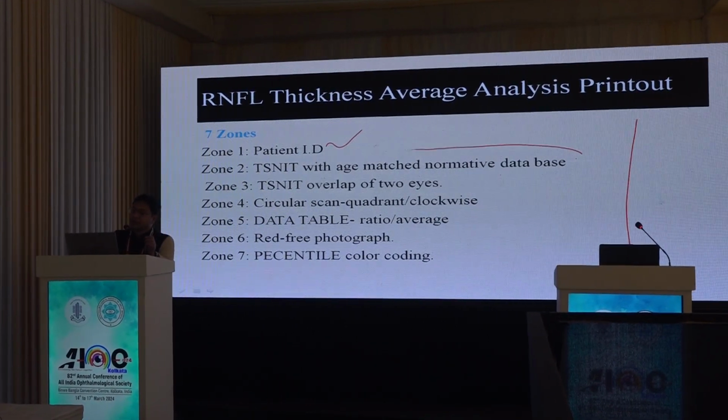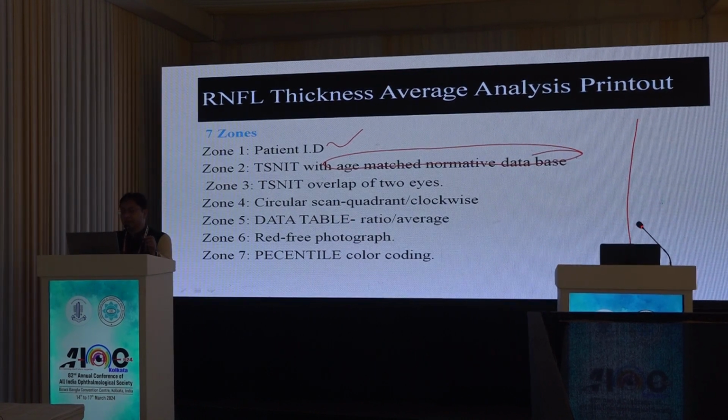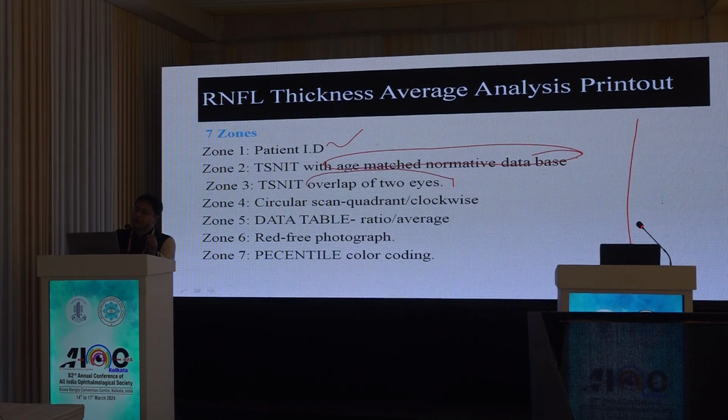Then the normative database is the age-wise database that the system already has fitted, and it will correlate. Then one eye is overlapped with the other eye. Since glaucoma is a disorder which is slightly asymmetrical, it is not always symmetrical, so it can give you variation in both. Again, I already explained that you can get hemisphere, quadrant or clockwise. And one more thing, those who wish to do research want a percentile or ratio format. This graph gives you information on what the data is and what the format is.